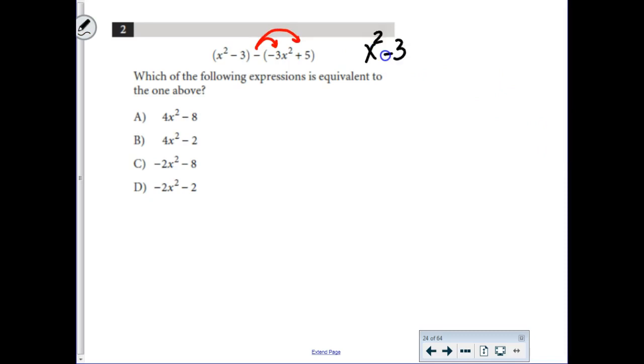X squared minus 3. This is now a plus 3x squared. And then a minus 5. So I'm looking for like terms. Let's collect our x squared terms. So it's 4x squared, so not you or you. And then minus 3 minus 5 is a minus 8. The answer is A. Cool. Moving on.